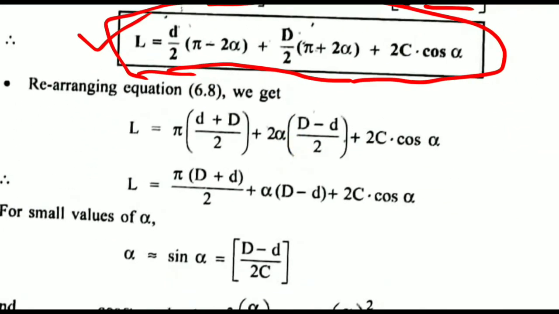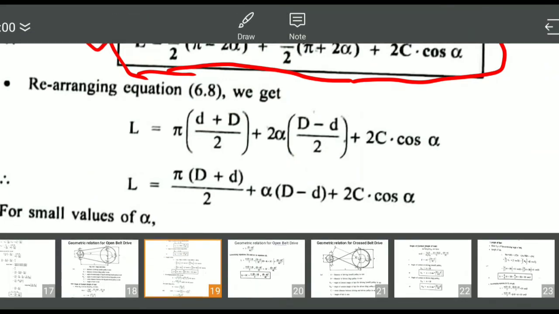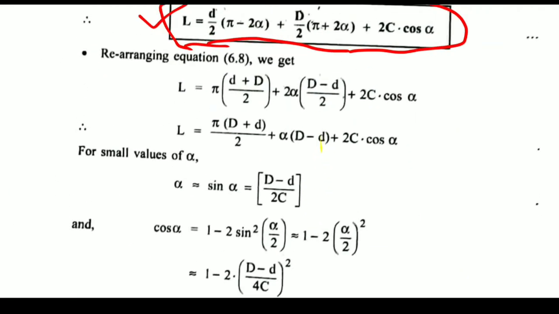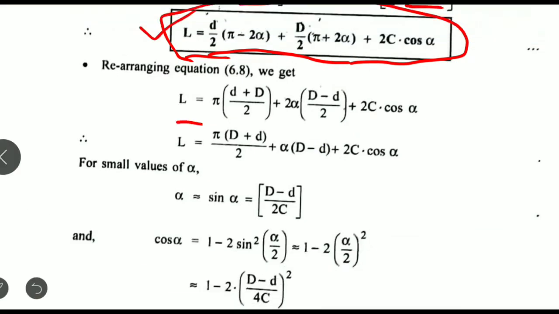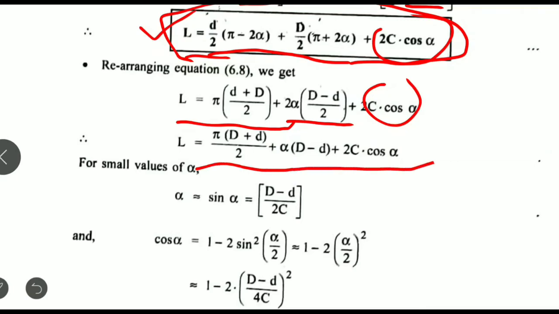So after rearranging this equation, what happened? Let us see. After rearranging, I convert pi into d plus D in the smallest format: pi into d plus D, plus 2 alpha, because alpha plus alpha is 2 alpha, into D minus d divided by 2, this value comes, plus this term as it is, 2c cos alpha, clear? So by multiplying and arranging this term, we will get this value. Again simplify this: pi into d plus D divided by 2, plus alpha, the 2 gets cancelled so alpha remains, into D minus d, plus 2c cos alpha.